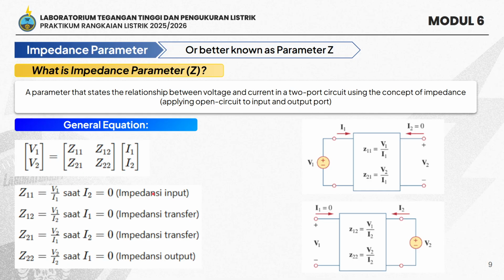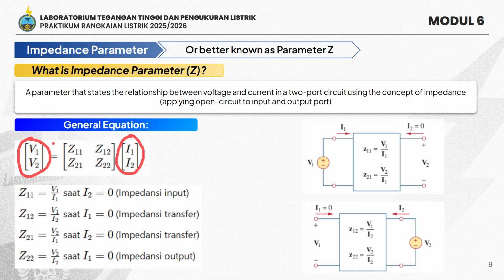Okay, so we will discuss the first parameter, the impedance parameter. Before we discuss the impedance parameter, we want to know what a parameter is first. A parameter basically is a variable that states the relationship between its independent variable, which in the impedance parameter is the current, and its dependent variable, which in the impedance parameter is the voltage.